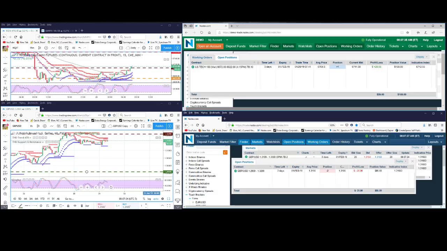Any questions? Is it going to work the same? Touch brackets work the same, regardless of whether you're in demo account or whether you're in a live account.